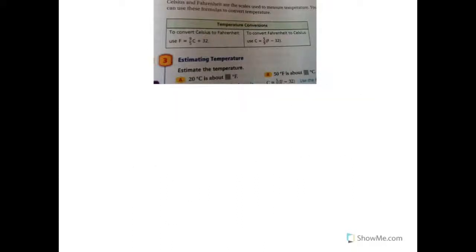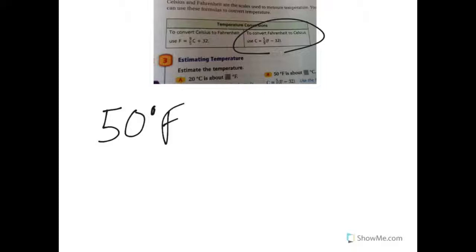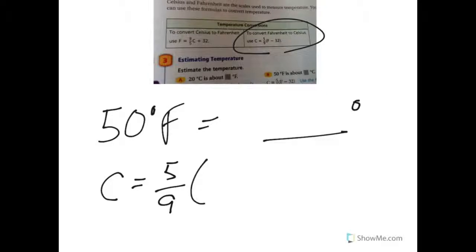Okay, let's go the other way now. To convert Fahrenheit to Celsius. Let's say we wanted to go, we'll use the example in the book, 50 degrees Fahrenheit is what in Celsius? Well, we're going to do this. Celsius equals 5/9, not 9/5, but 5/9, because we're going back the other way. And then Fahrenheit minus 32. So 50 minus 32. Okay.